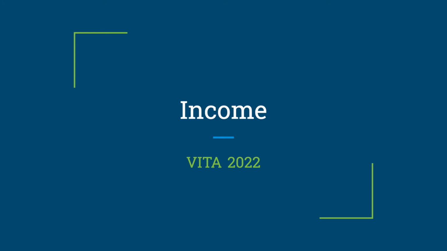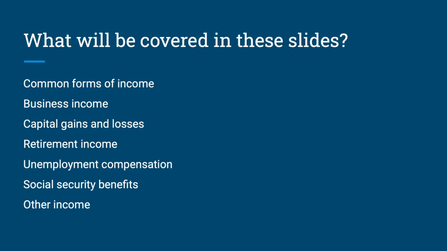And so today, what we are going to be talking about is some of the basics around income and how we treat that in VITA. And so, first, just to start, we need to go over what's going to be covered in these slides. Some of the things that are going to be covered are some common forms of income, some business income, capital gains and losses, retirement income, unemployment compensation, social security benefits, and other income. And in general, that's going to cover the types of income that we are going to see in VITA commonly.